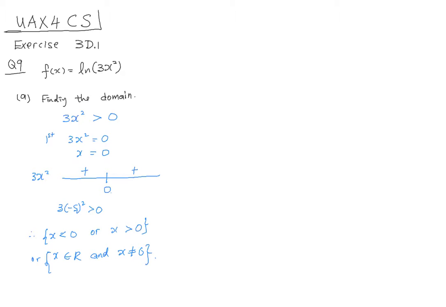Do you get me? Hello? Christopher, do you understand what I am talking about? Yes, miss. Sure. So whatever is in the ln must be greater than 0. But in this case, whatever is in the ln is 3x squared. So x can be negative, x can be positive, but x cannot be 0. So you can answer either this way or this way. Both are accepted.